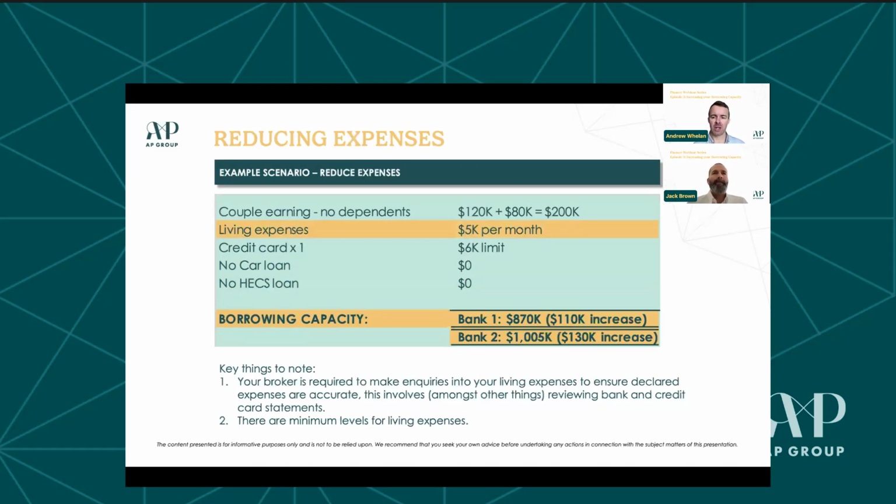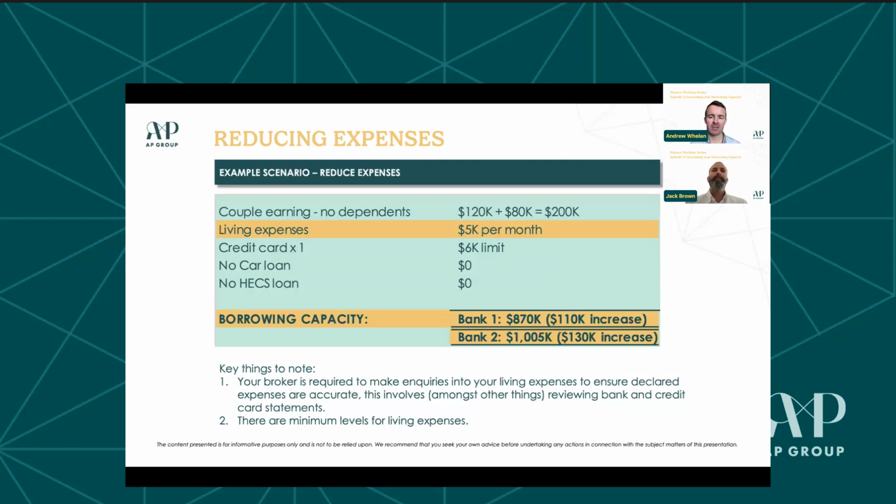So we'll jump onto the next slide and have a look at living expenses. This is a really big one in terms of the impact that it can have. So what we've got here is this example couple have reduced their living expenses from 6K to 5K per month. And the impact on borrowing capacity is quite profound. So as you can see there on the slide, an increase between $110,000 and $130,000 in capacity.